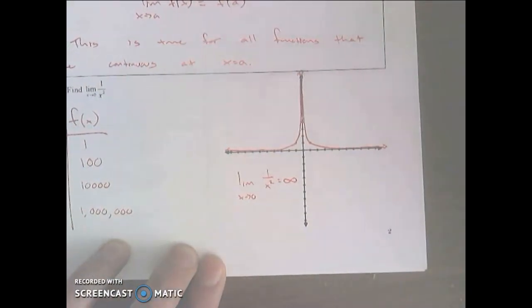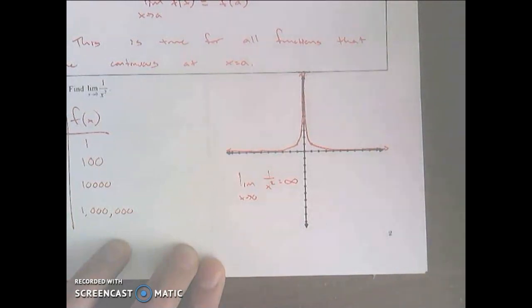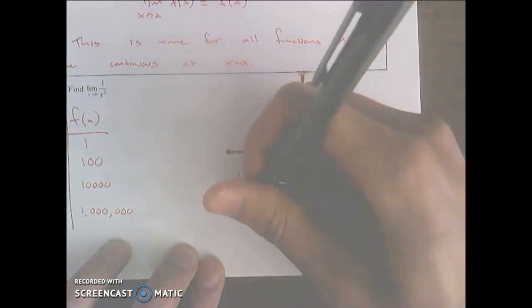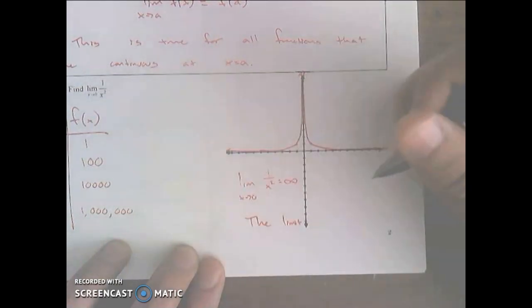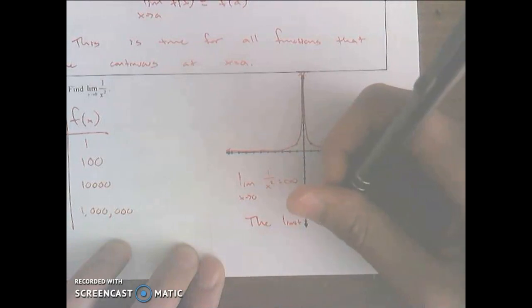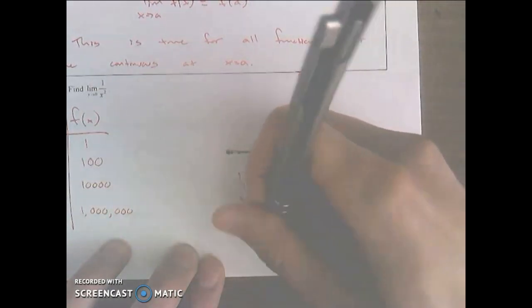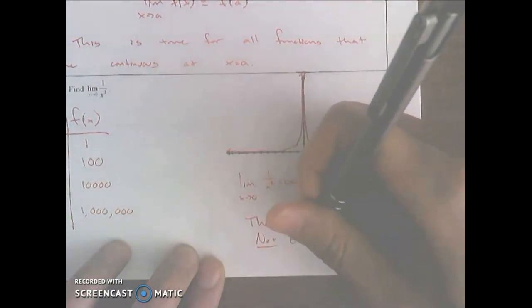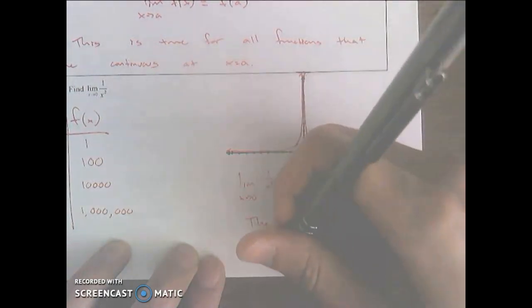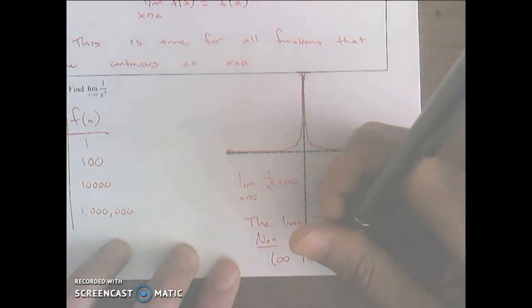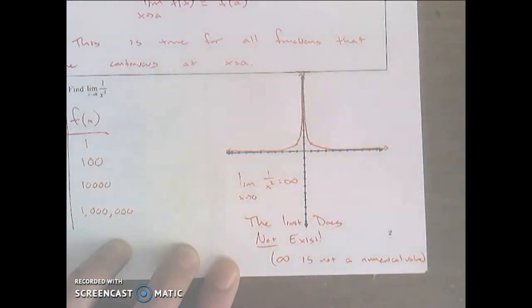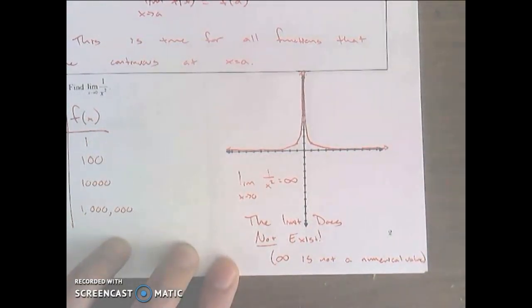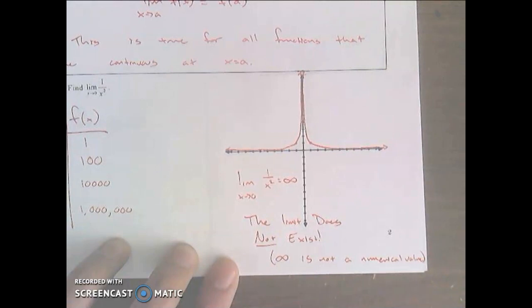Our limit is infinity. Now, definitely include this in your notes. This does not mean that the limit exists. In fact, if the limit equals infinity, the limit does not exist. The reason is that infinity is not a numerical value. In order for a limit to exist, it must approach some numerical value L as x approaches a. That's the definition for a limit.